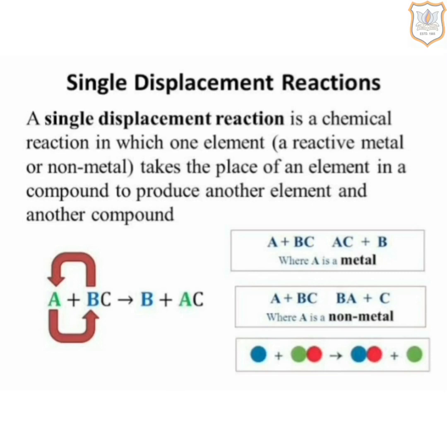Here in the picture we can see that A is an element and BC is a compound. Now A is more reactive than B, so A will displace B and combine with C. Now B is alone here. So we have AC and B. This is the single displacement reaction. As we saw here, the more reactive element A is displacing the less reactive element B.